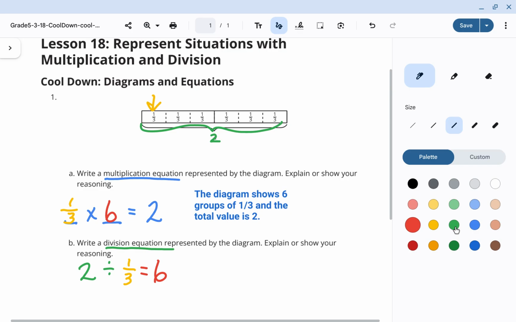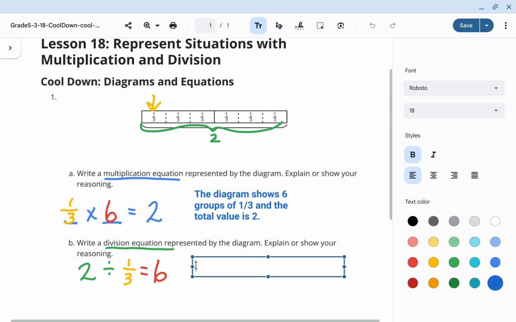All right, boys and girls, I am going to come down below and write a caption that represents my equation. I'm going to say that the diagram shows that there are 6 groups of 1/3 in 2 wholes. All right.